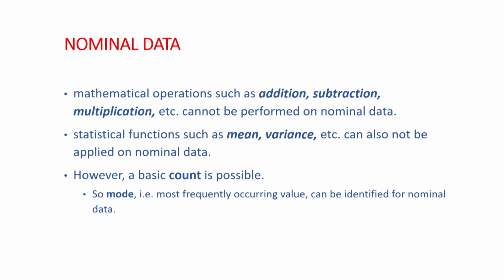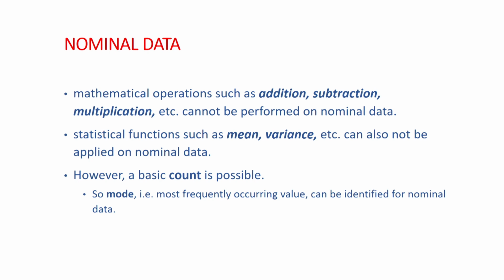Addition, subtraction, multiplication, division, we can't perform these operations on nominal data, because nominal data has only named values. We can't add two names. We can't add B positive and AB blood groups. Since we can't perform addition, subtraction, multiplication, we can't take mean or variance; these statistical features we can't calculate for nominal data.